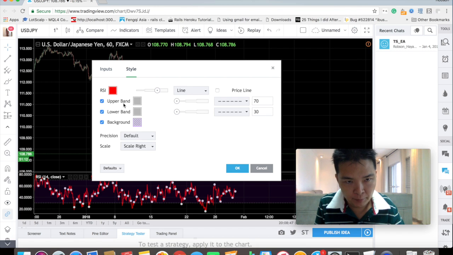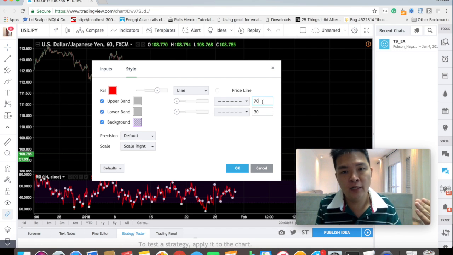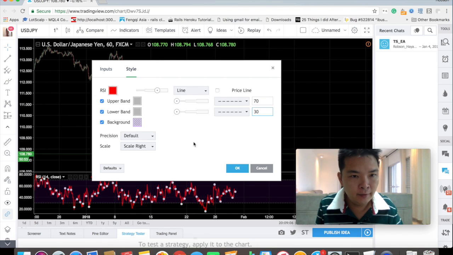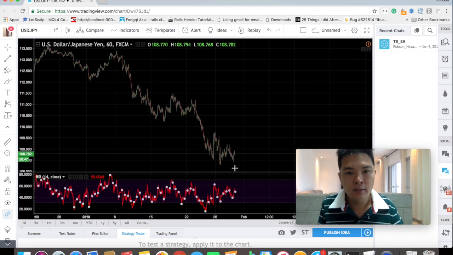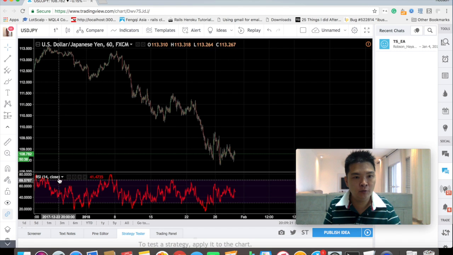And you can change the upper band, the lower band, the background, okay? So here is the upper band value that I set. It's set to 70, and the lower band is set to 30, okay? So let's leave it like this, okay? And yeah, so we're ready to go. Okay, so we click here on OK. Okay, so here we have the value for the RSI based on the close price.